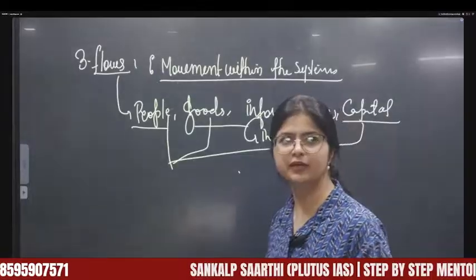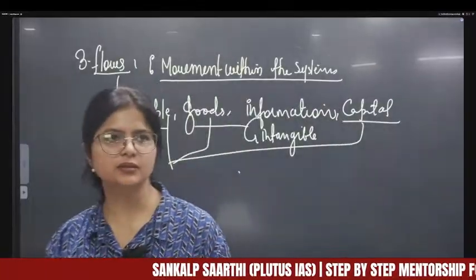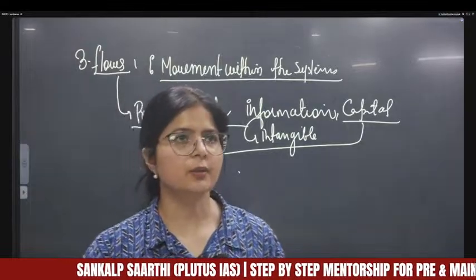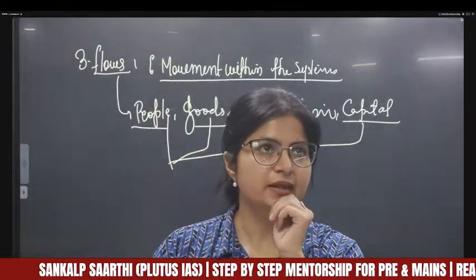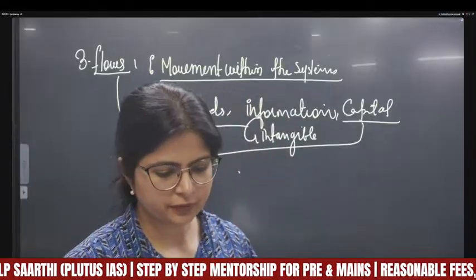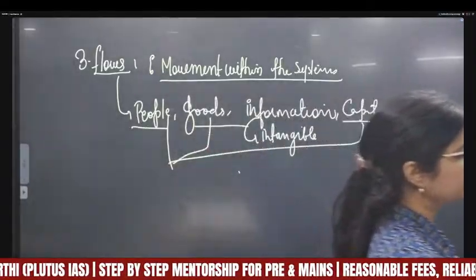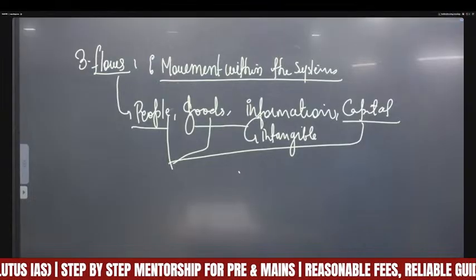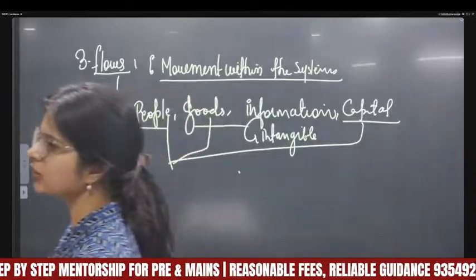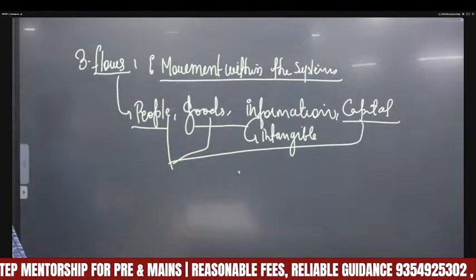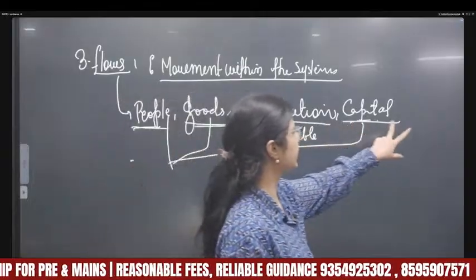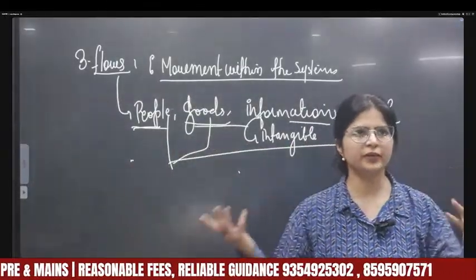Do you understand the meaning of tangible? Something that you can touch is tangible, something which you cannot touch is intangible. इकोनॉमिक्स में भी हम पढ़ते हैं, राइट? इकोनॉमिक्स में बहुत डिटेल में पढ़ते हैं. यूपीएससी पीवाईक्यू में क्वेश्चन भी आ चुका है विद रिस्पेक्ट टू दिस, I think in 2024. So these are the terms that you have to remember कि tangible and intangible. अब इसमें people भी हो सकते हैं, goods भी हो सकते हैं, information भी हो सकता है, capital भी हो सकता है. What is flowing?